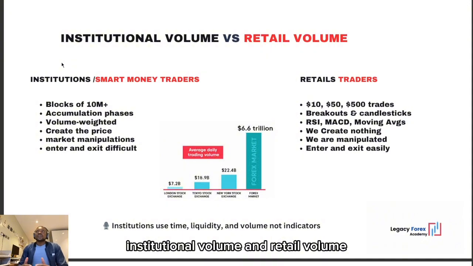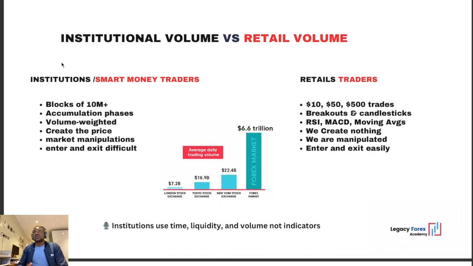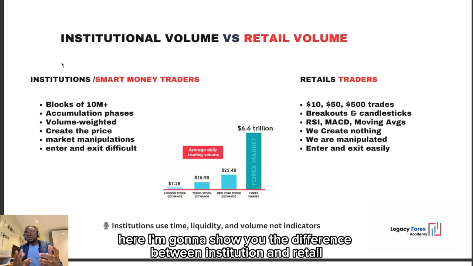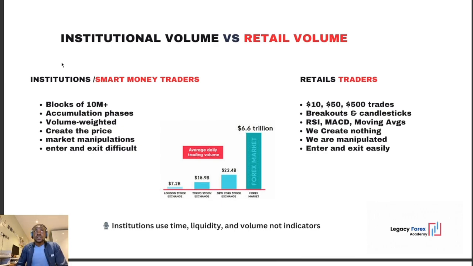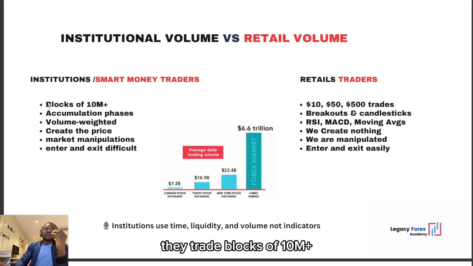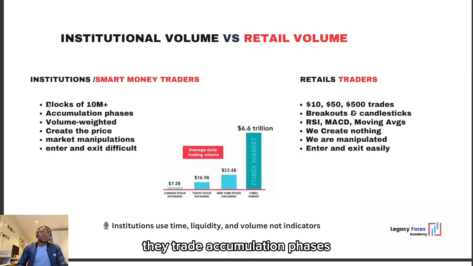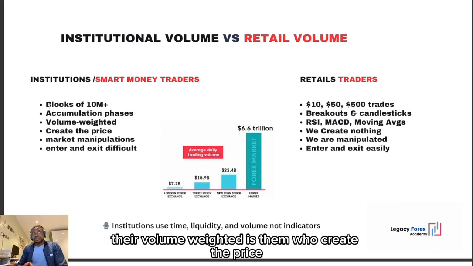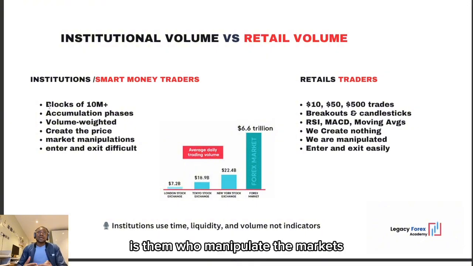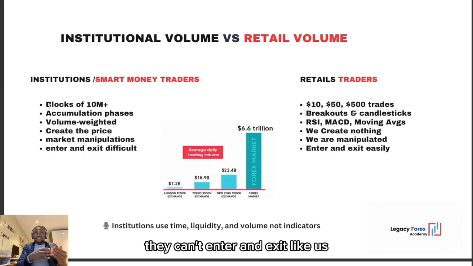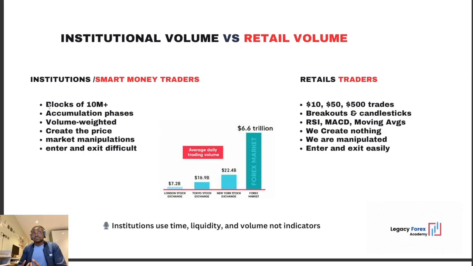Institutional volume and retail volume. Institutions are smart money traders; retailers are traders. Here, I'm gonna show you the difference between an institution and a retail trader, like you and me. The institution trades blocks of 10 million plus. They trade accumulation phases. Their volume weighted orders are what create the price. They are the ones who manipulate the markets.